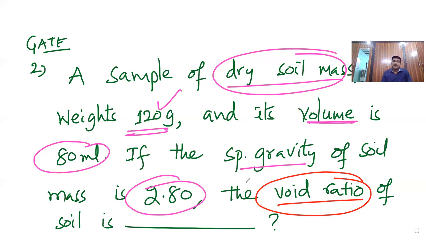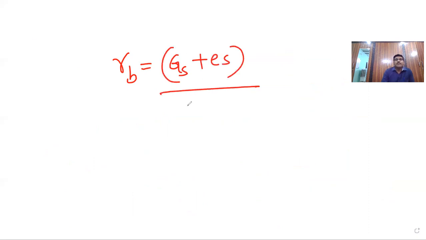Is it clear? Just now, I told you that the basic formula is what? Bulk density is (GS plus eS) by (1 plus e) into gamma W.